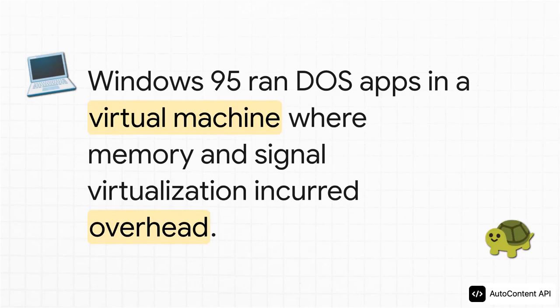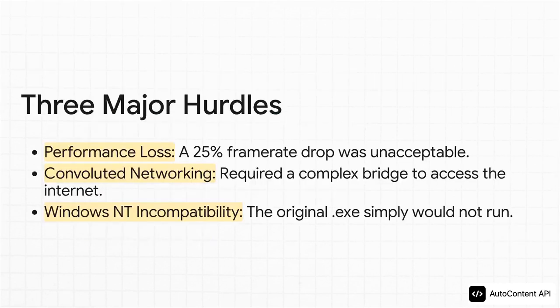Why the massive slowdown? Well, it's because Windows 95 didn't really run DOS programs. It sort of faked it. It ran them inside this little virtual machine called the DOS box. And while it was clever, all that extra translation for memory and system calls just added this layer of gunk that slowed everything down. So id Software was staring down three major problems.